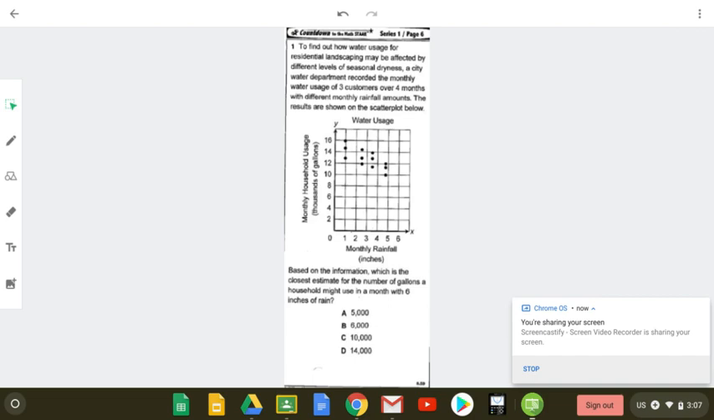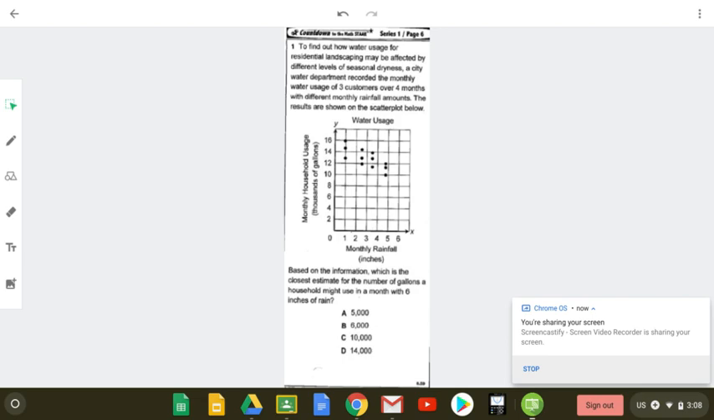So number one, it says to find out how water usage for residential landscaping may be affected by different levels of seasonal dryness. A city water department recorded the monthly water usage of 3 customers over 4 months with different monthly rainfall amounts. The results are shown in the scatter plot below. Based on the information, which is the closest estimate for the number of gallons a household might use in a month with 6 inches of rain.